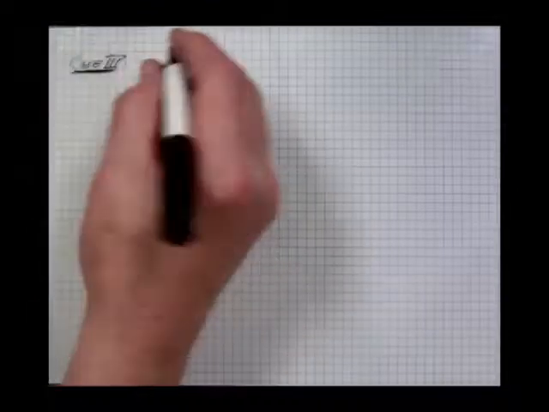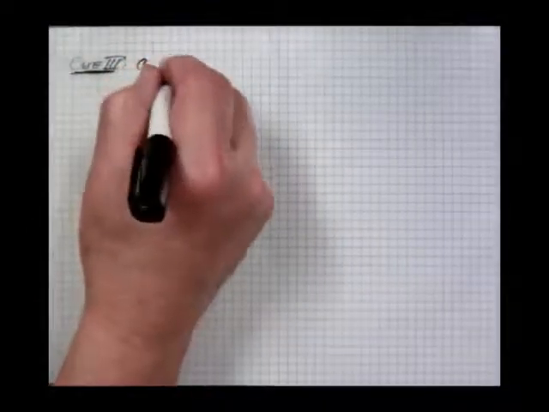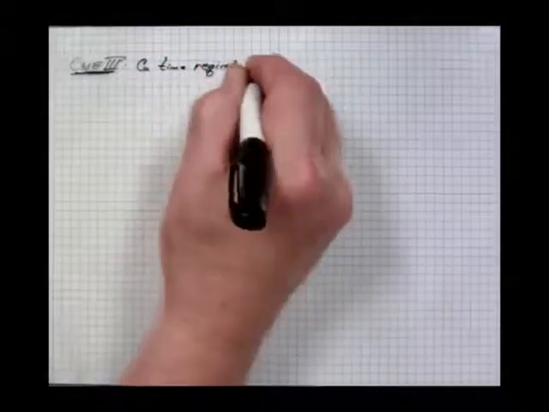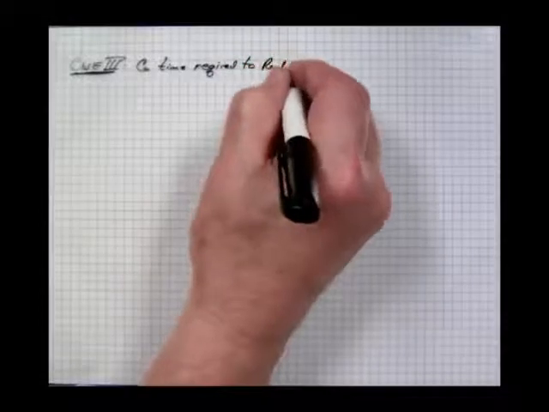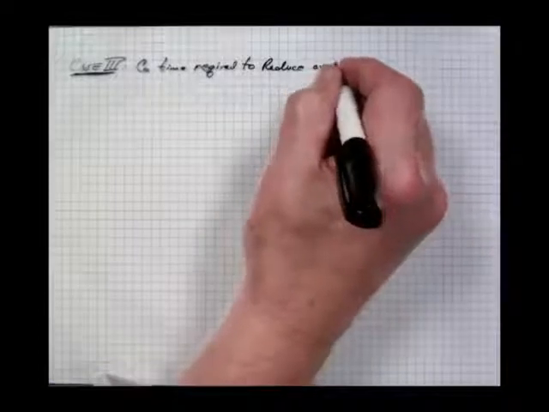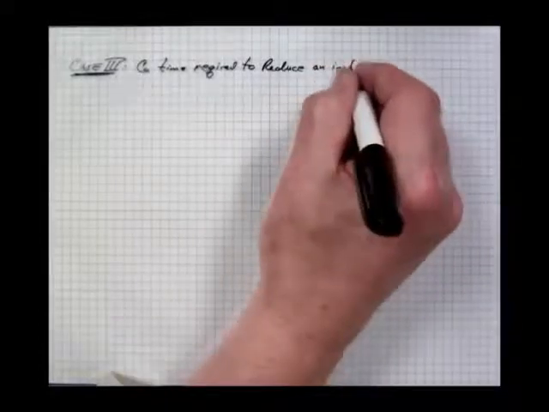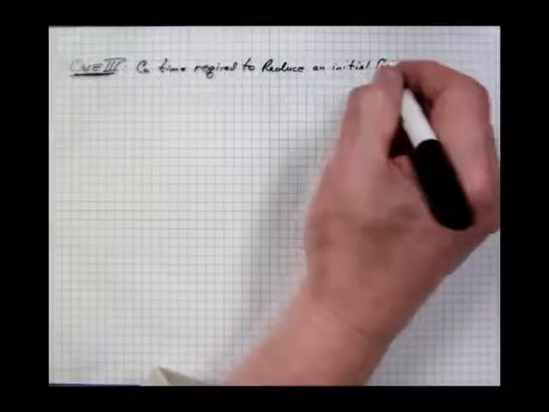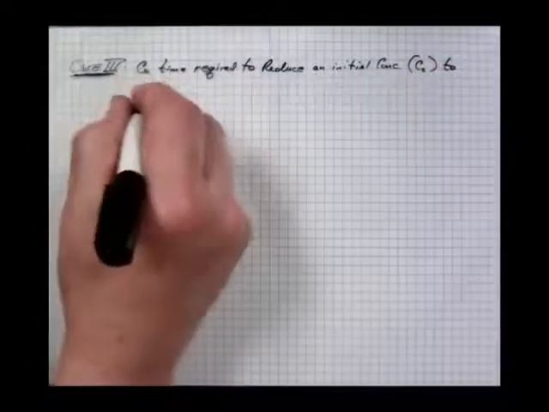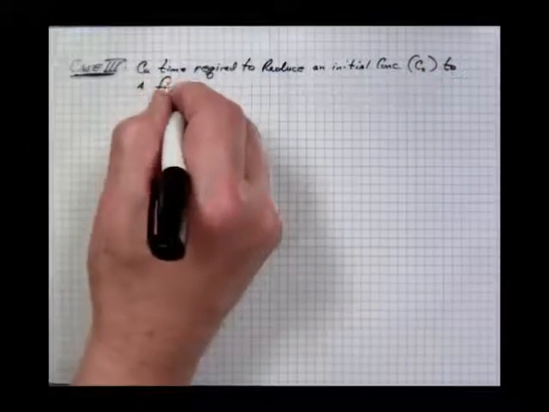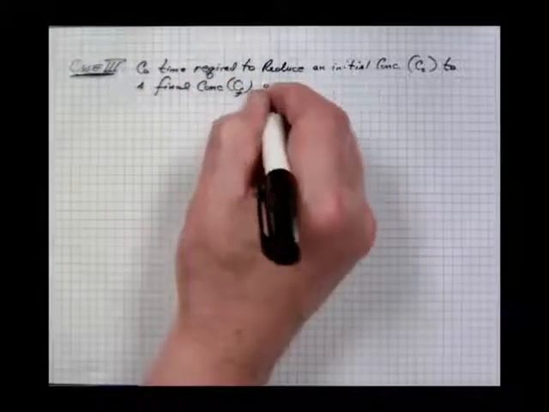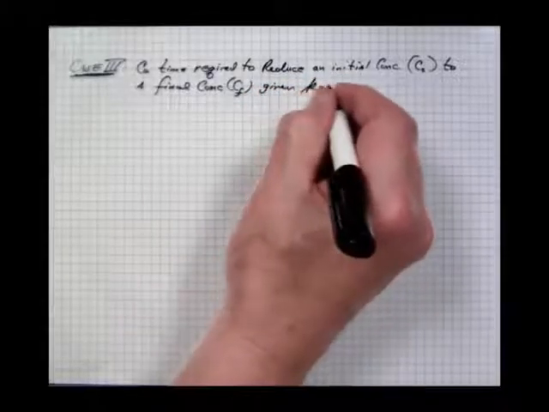Okay, case 3, calculate time required to reduce an initial concentration C sub O to a final concentration CF, given the K value.